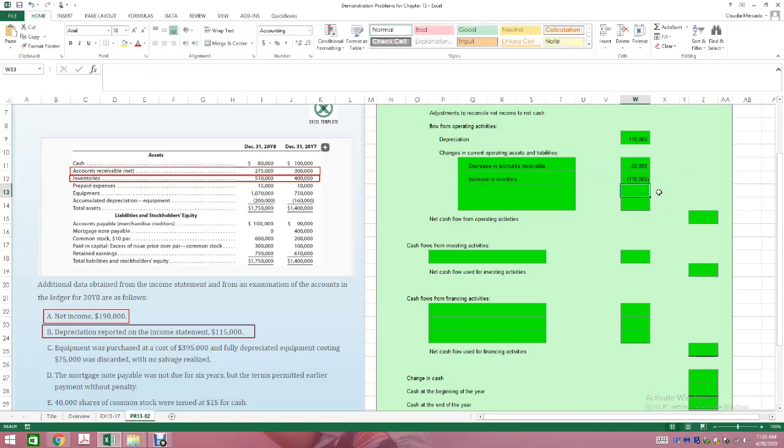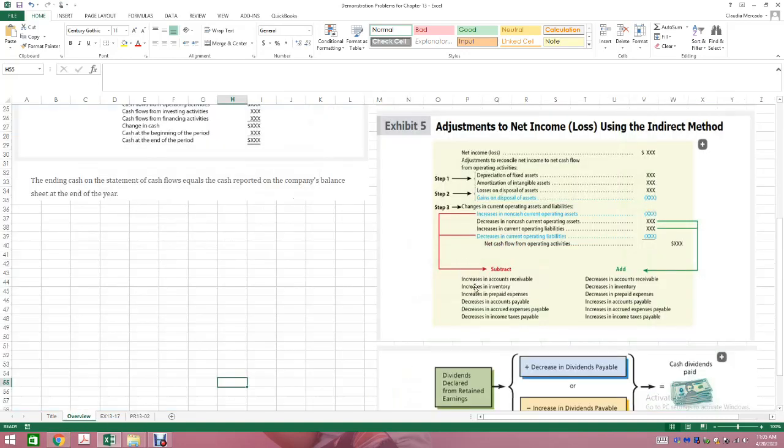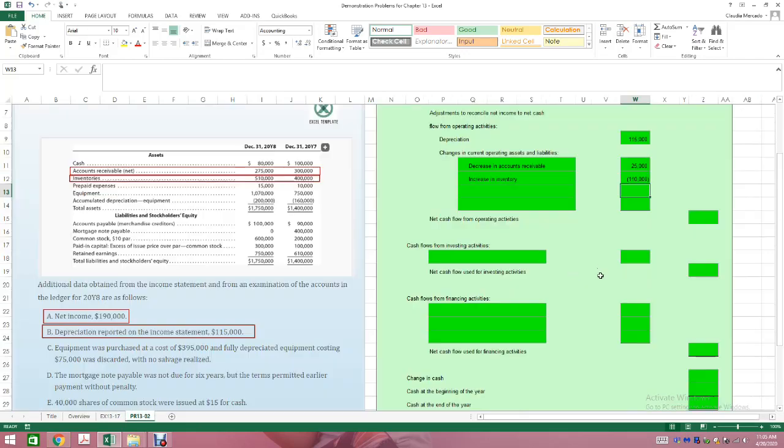Now, be very careful because what students tend to get confused is they see an increase and they want to add. No. Here you have to think about what happened. Well, my inventory increased. What happens if your inventory increases? You subtract. So the number needs to be entered as a minus. Okay?